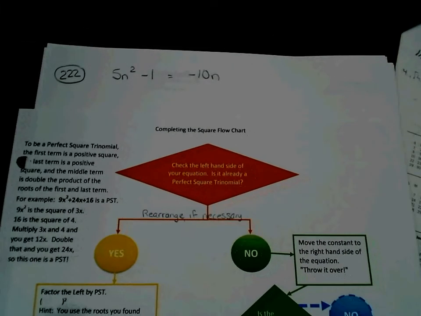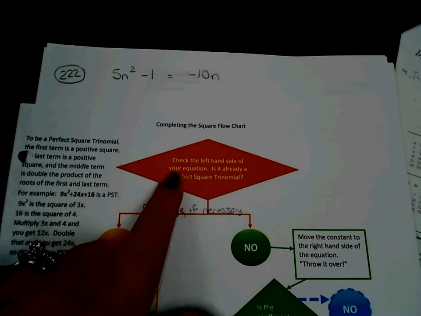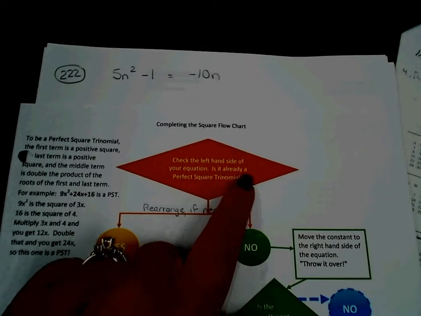5n squared minus 1 equals negative 10n. Okay. Alright, so I get out my flowchart and I start up here in the big orange square, and it says check the left hand side of your equation. Is it already a perfect square trinomial?